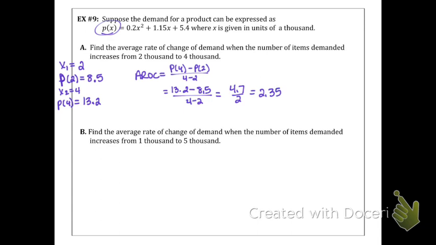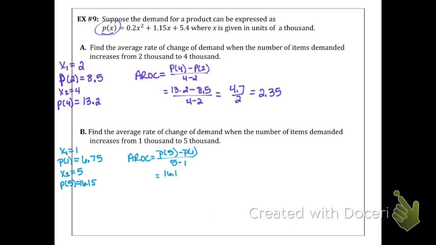B says to find the average rate of change of demand when the number of items demanded increases from 1,000 to 5,000. So we're just doing the same thing. We know our X1 is going to be 1. So P of 1, we plug 1 into that equation, and we find it is 6.75. X2 is going to be 5. We plug 5 into that equation, and we get 16.15. So our average rate of change is going to be P of 5 minus P of 1 over 5 minus 1.